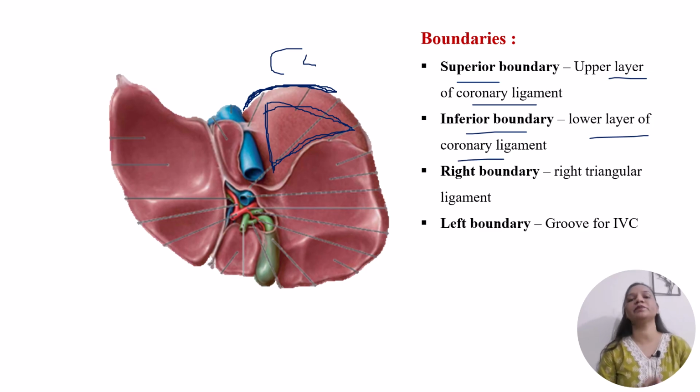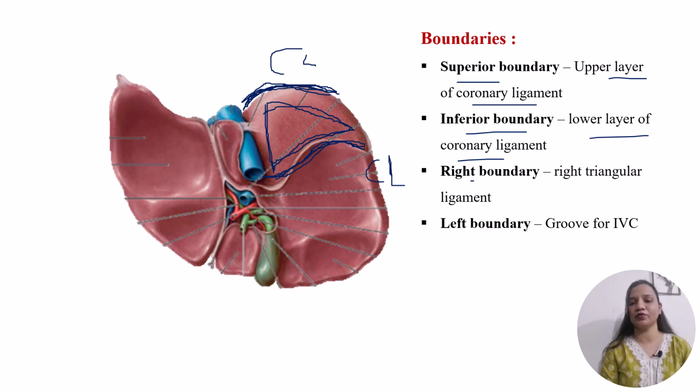I have already mentioned that the two layers of the coronary ligament, the anterior and posterior, cover the superior surface and posterior surface of the liver. In the posterior surface there are two layers of the coronary ligament. The first one is the upper layer and the second one is the lower layer. The upper layer of this coronary ligament forms the upper boundary of the bare area, and the lower layer of the coronary ligament forms the lower boundary of the bare area. Okay. So, upper and lower boundaries are formed by the coronary ligament.